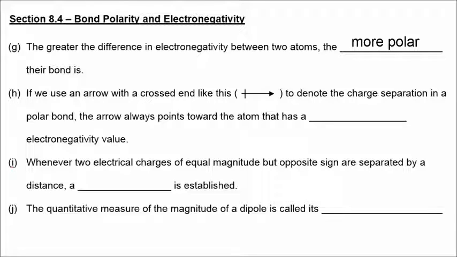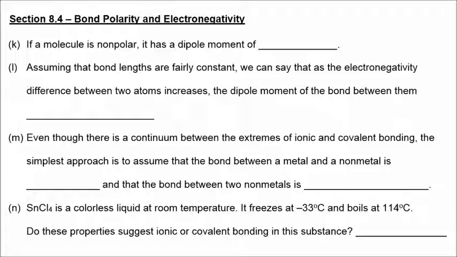And if we use an arrow with a crossed end like this to denote a charge separation, the arrow always points toward the atom that has a higher electronegativity value. That is called a dipole, when two electrical charges of equal magnitude but opposite sign are separated by a distance. The measure of the magnitude of a dipole is called the dipole moment. We are not going to calculate dipole moments in this class, but we can compare the polarity of different bonds and different molecules and say which one is more polar or less polar. If a molecule is nonpolar, it has a dipole moment of 0.